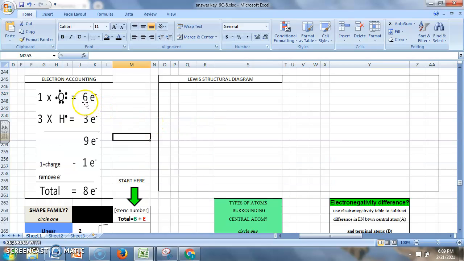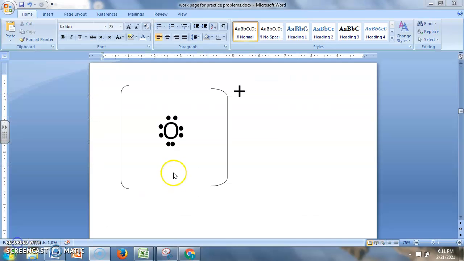Who's going to be in the middle? Oxygen has 6. It needs 2 more to get 8. Hydrogen can't be in the middle. It can only make 1 bond to get 2. So we're going to put the oxygen in the middle and surround it with 8. As we added up just a few minutes ago, we were allowed 8 electrons.